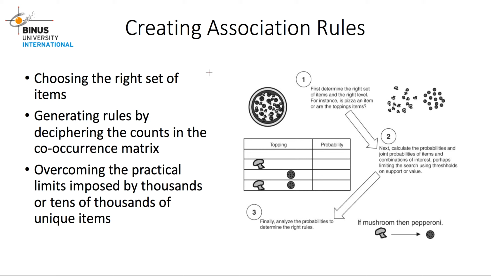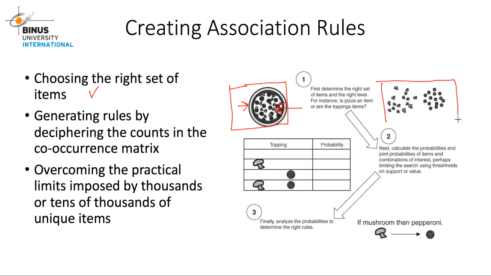Okay, this is about the process of how we create association rules. We need to choose the right set of items. For example, from the toppings of a pizza. First, we need to determine the right set of items and the right level. For instance, is pizza an item or are the toppings items? Whether we want to pick the base, the pizza, or the topping as the data that we want to learn.